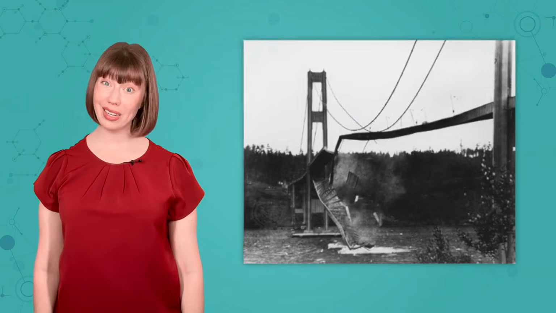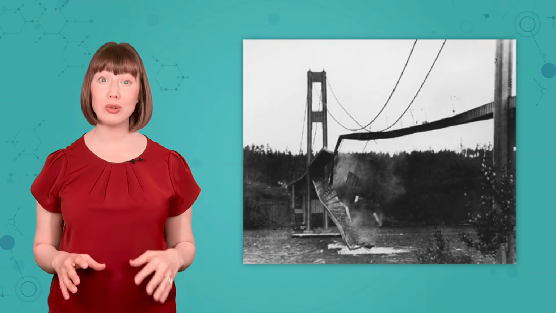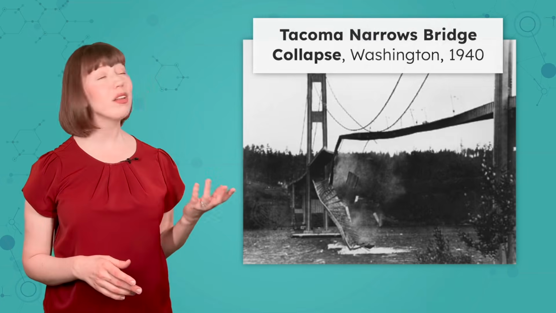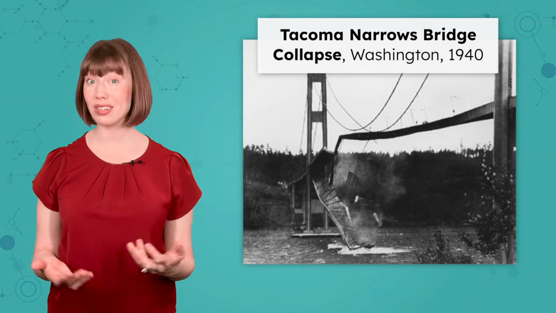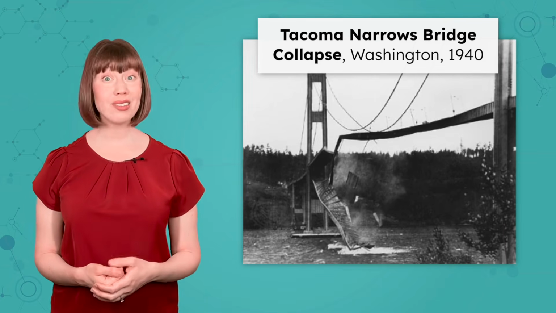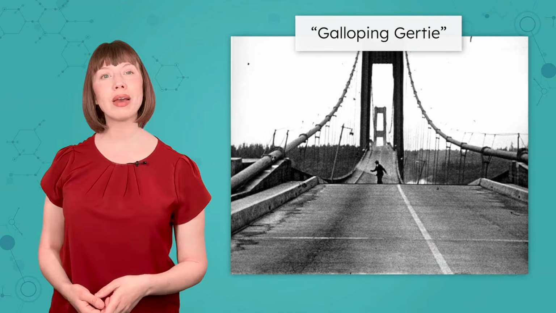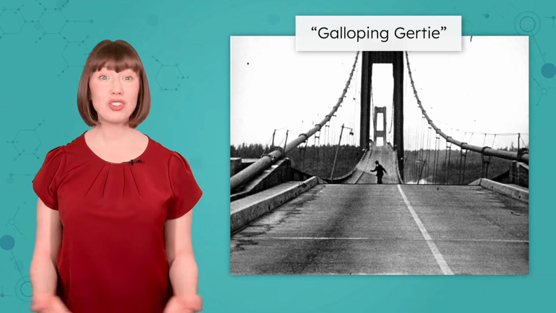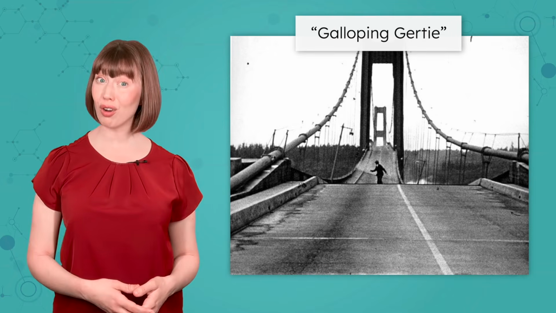Pretty wild, right? That might have looked like an old movie, but that was a real newscast and footage of the Tacoma Narrows Bridge collapse, which occurred in the state of Washington in the year 1940. The bridge began swaying almost immediately after being built, earning it the nickname Galloping Gertie. And just a few short months later, the dramatic collapse you saw in the video occurred.